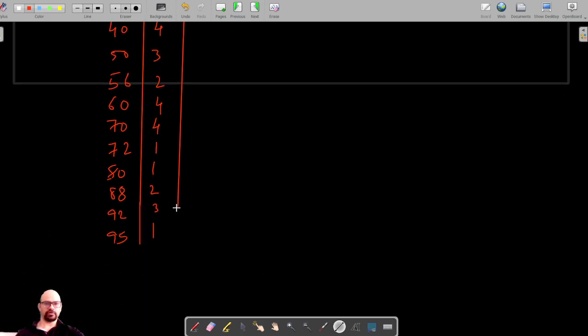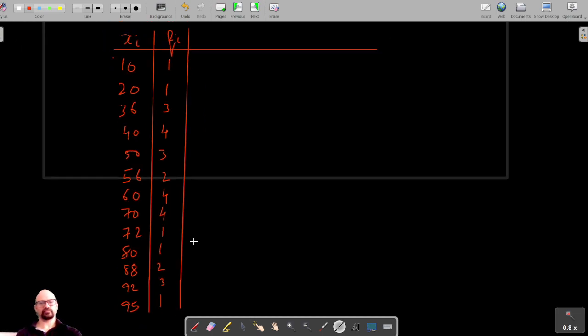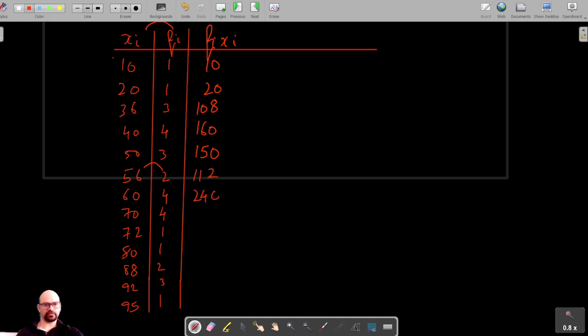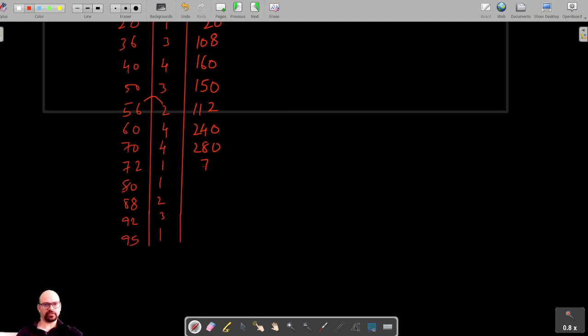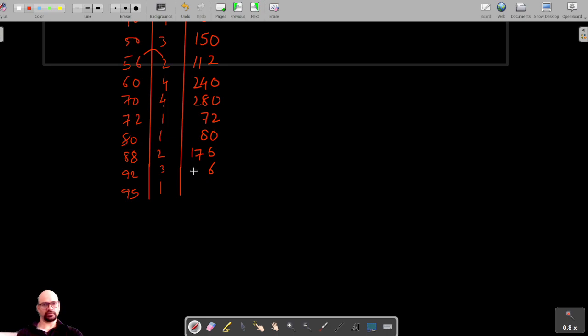Now let's get the product of these two columns, that is fi into xi. So the next column is the product of the corresponding observations with their frequencies. 10 into 1 is 10, 20 into 1 is 20, 36 into 3 is 108, 40 into 4 is 160, 50 into 3 is 150, 56 into 2 is 112, 60 into 4 is 240, 70 into 4 is 280, 72, 80, 88 into 2 is 176, 92 into 3 is 276, and 95.